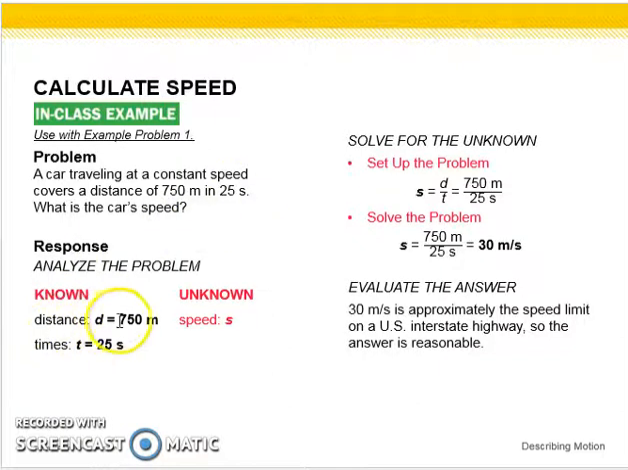So what do I know? Well, I know the distance, and that was 750 meters. And I know the time, that was 25 seconds. So since I know that in order to learn about speed, I have to take distance and divide by time, I can set up my problem. So it's 750 meters divided by 25. And when I take my calculator and divide that, it tells me that's 30 meters per second. Do not forget the units, otherwise your answer would be wrong. So when we evaluate the answer, 30 meters per second is approximately the speed limit on the interstate highway in the United States. So our answer here is reasonable.